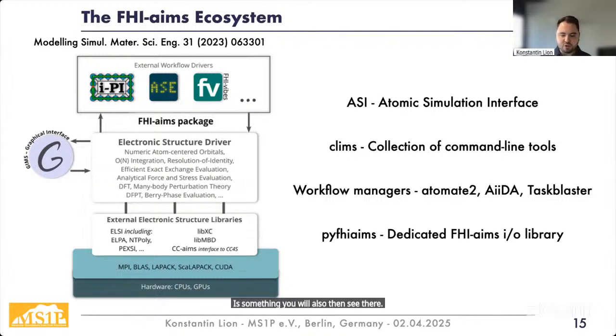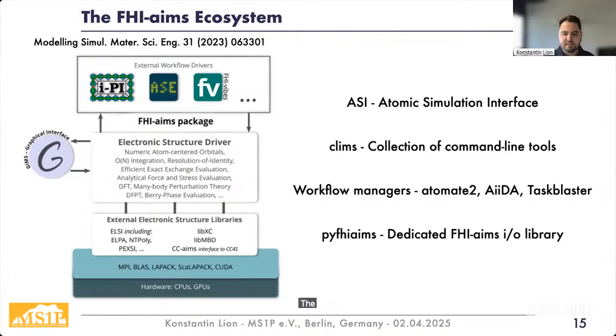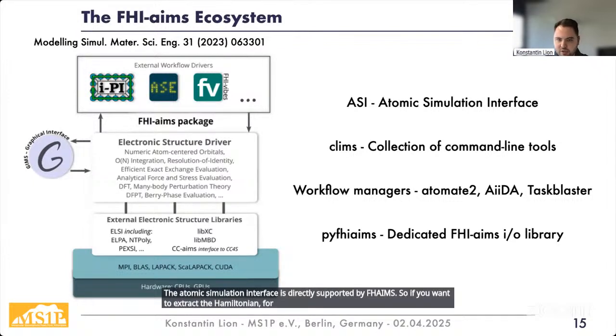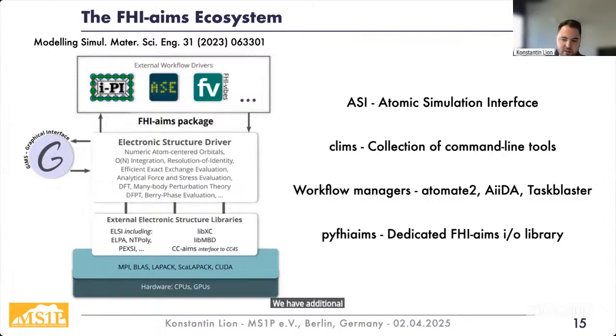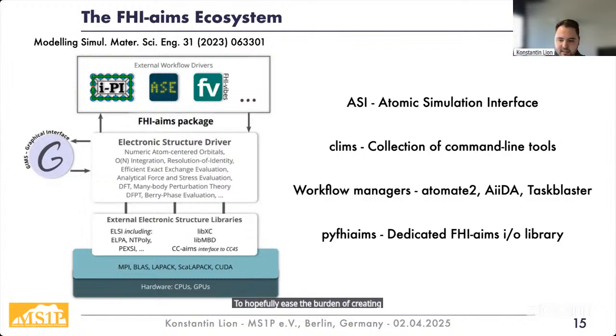And I just wanted to briefly mention FHI-aims can also be used as a library. So we have, for example, the atomic simulation interface directly supported by FHI-aims. So if you want to extract a Hamiltonian, for example, to train on the Hamiltonian and so on, this is also possible. We have an additional Eclipse Python package, which is a collection of command line tools to hopefully ease the burden of creating input files and analyzing results.